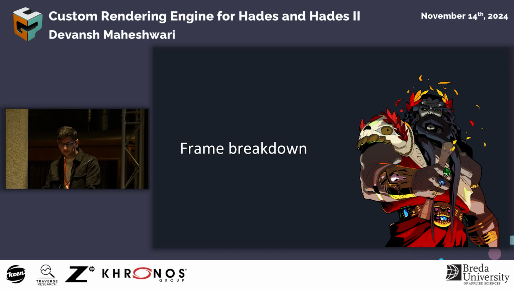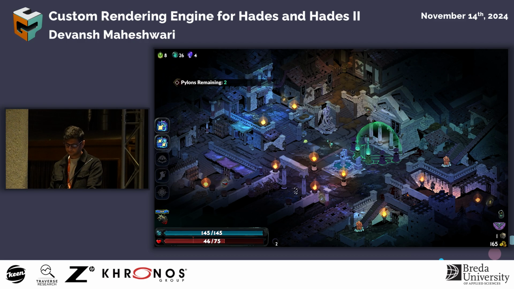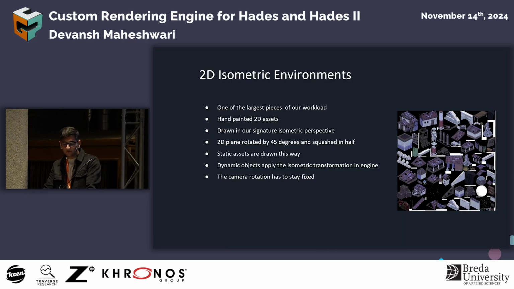All right, so let's begin the talk and start with the frame breakdown. We're going to be using this level from the city of Ophira as our test level for all our examples. So I want to start with 2D isometric environments, as they are one of the largest pieces of workload that we have. Most of these environments are made up of hand-painted 2D assets. These assets are drawn in our signature isometric perspective. You can imagine this perspective as an axis-aligned 2D plane that is rotated by 45 degrees and squashed in half. All of these static assets that we have in the game for all the static environments are drawn this way. You can see a texture atlas that I just pasted here, which has all these isometric assets.